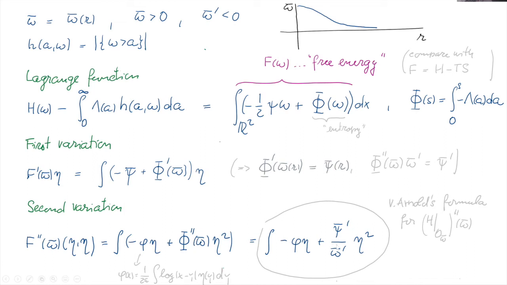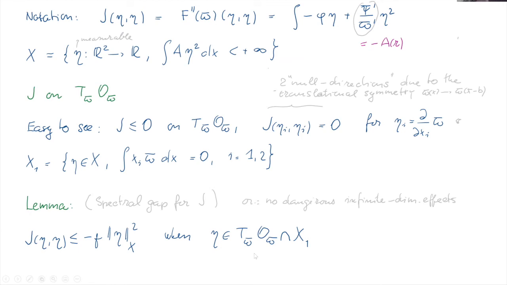It's the same formula, and now using the ODE, which we have for the Lagrange multiplier, this second derivative of psi can be expressed like that, and this is a well-known formula by Arnold for the second variation. So now we would like to look at the positivity.